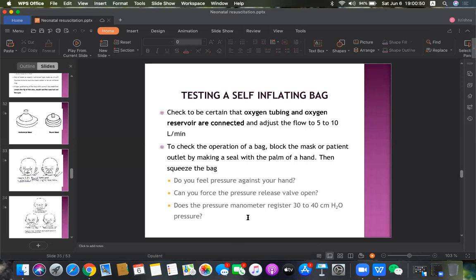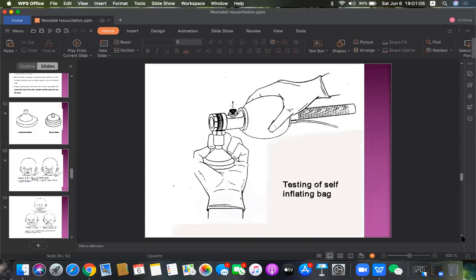If you have a manometer, manometer means the instrument which measures pressure, and that pressure is showing 30 to 40 centimeter of water, that means it's the optimum pressure. We should not go higher than that. Now see there, the point which I am discussing right now is nicely shown here. This is a tight seal you have made on the palm of your hand. This is the bag. You are squeezing the bag and checking everything, whether it is working or not. So this is the way.